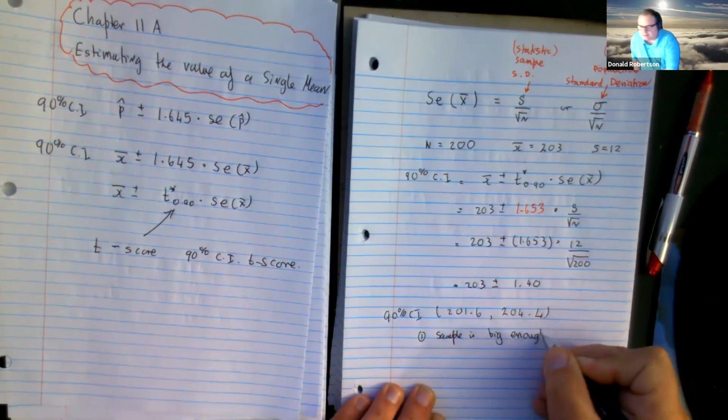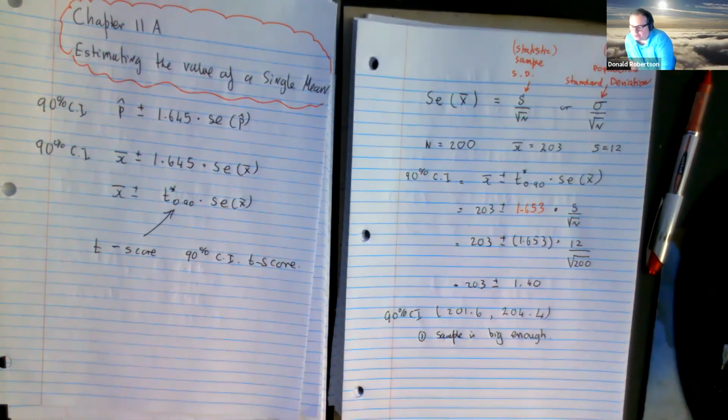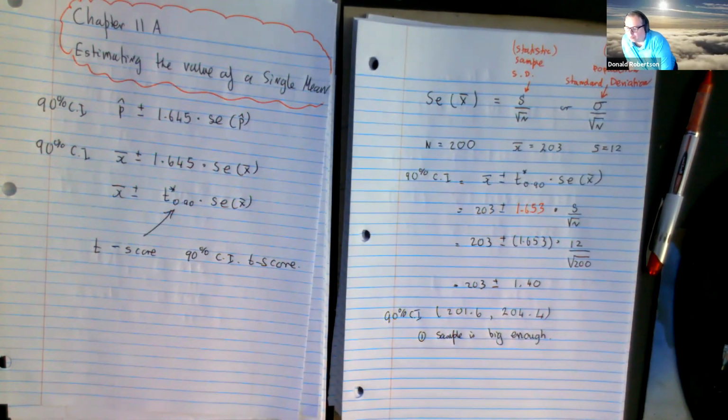Now, that's a bit tricky. When it was proportions, don't you just do the NP, N(1 minus P), the 10 rule, right? The number of people who said yes and the number of people who said no, they need at least 10 of each, right? So what is a big enough sample? That's like asking how long is a piece of string? It really depends on who you ask in the statistics world.